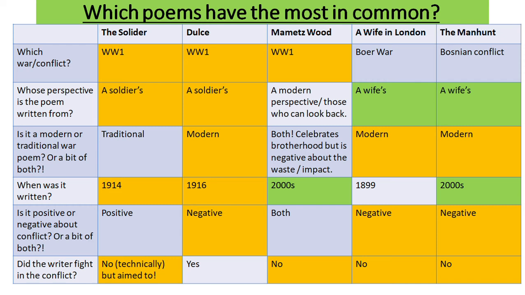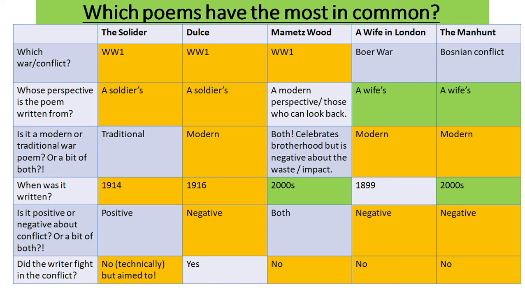Okay, so on the first row, we've got the Soldier, Dulce and Mametz Wood that are all written about World War I, so that's a similarity, so I've coloured those in. On the second row, we've got Dulce and the Soldier, united by the fact that they're written from a soldier's perspective. But then we've got A Wife in London and the Manhunt that are both written from a wife's perspective, so they're united from that. They'd have a good chat about that in a little speed dating.